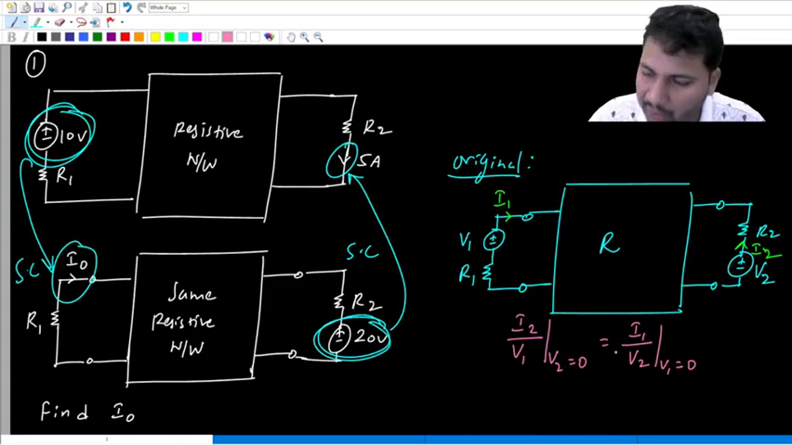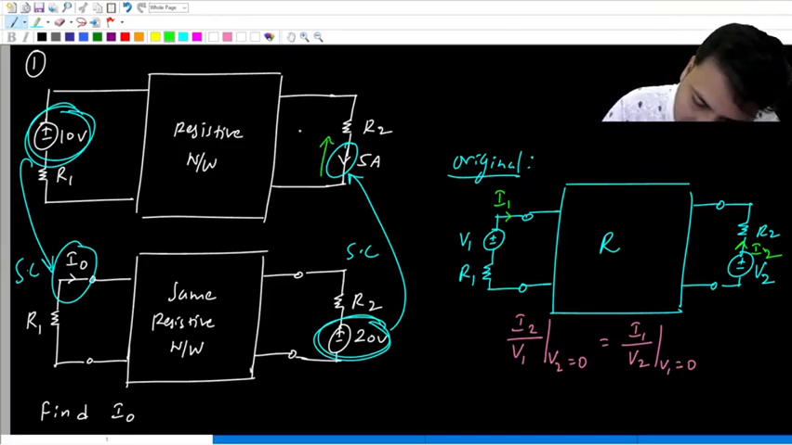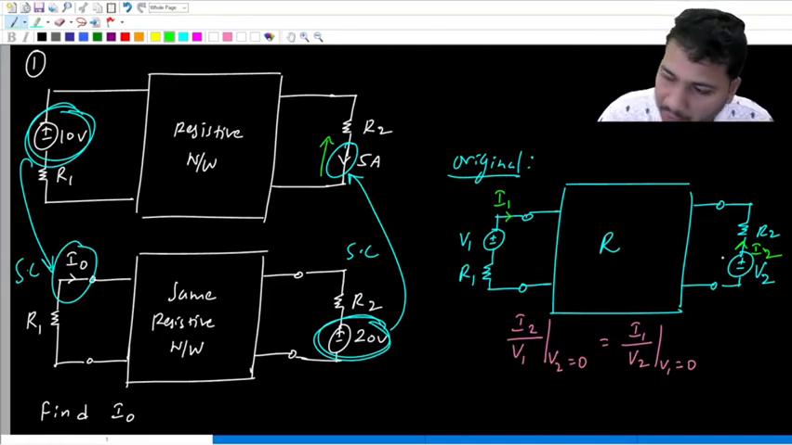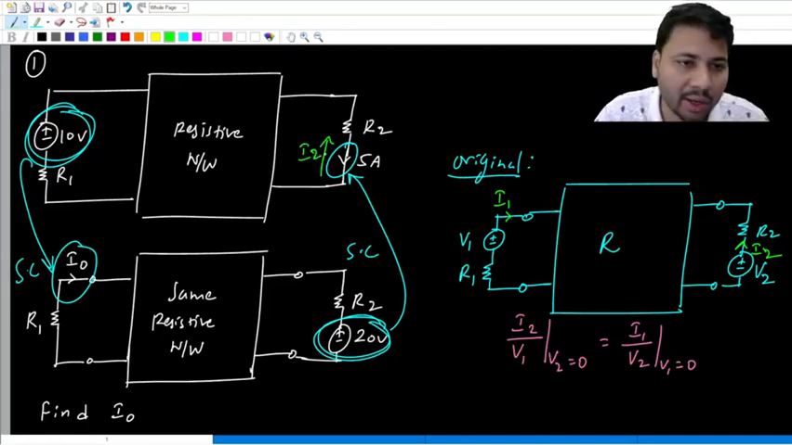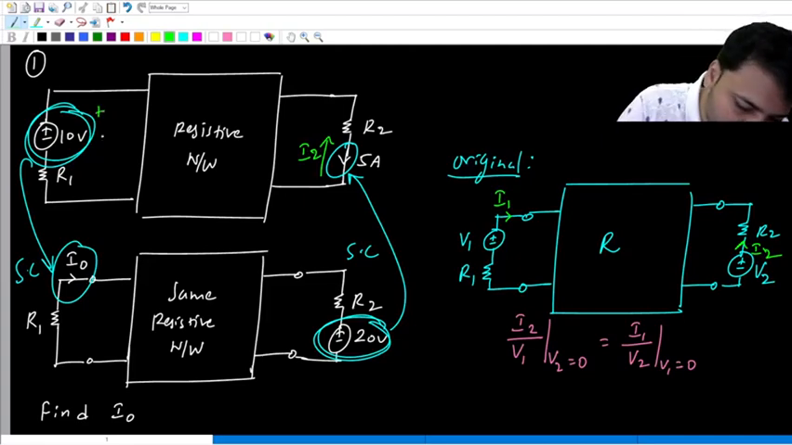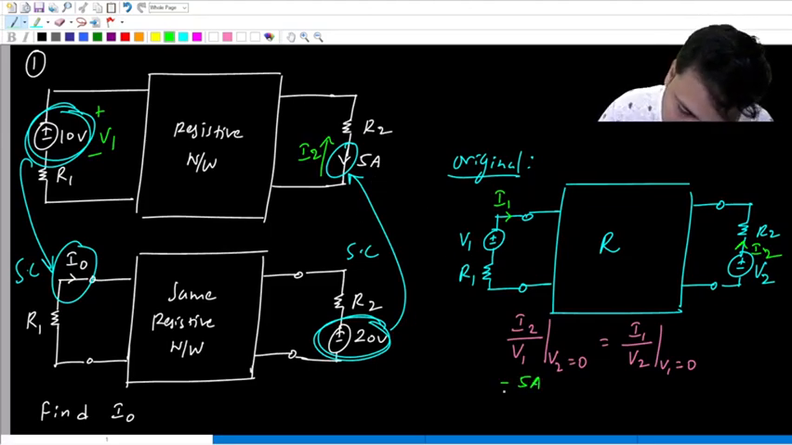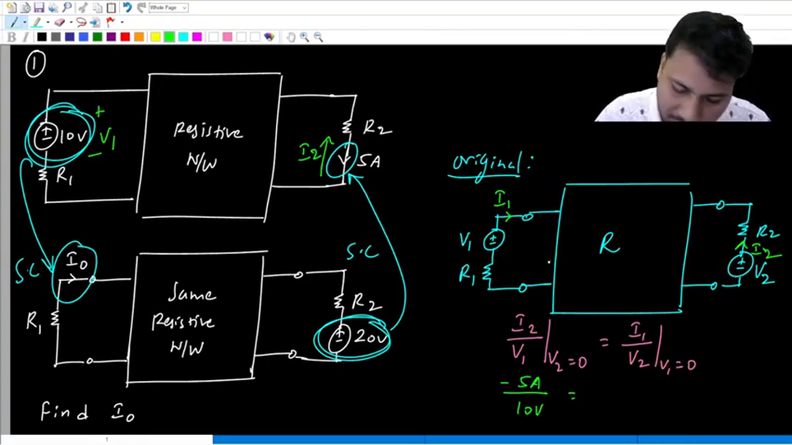Now we should relate this result with the given two cases. Okay. So compare the original circuit with this circuit. In the original circuit that we have drawn, I2 is in the upward direction. So here also you have to take I2 in the upward direction. In the original circuit, the polarity of V1 is plus at the top, minus at the bottom. So this is V1. Okay. So what is I2? I2 is minus 5 amps. What is V1? It is 10 volts.